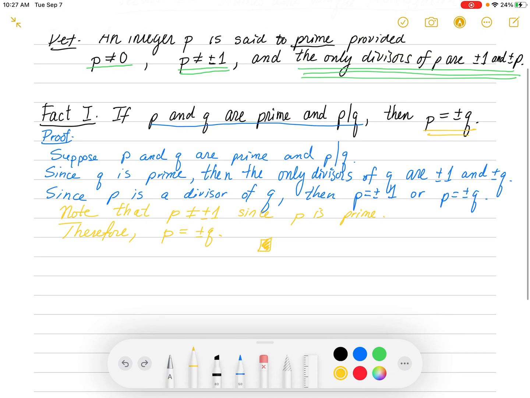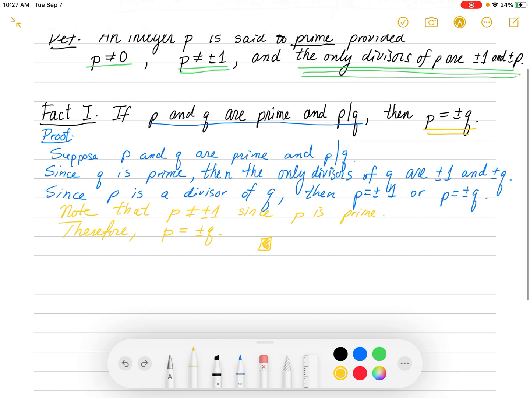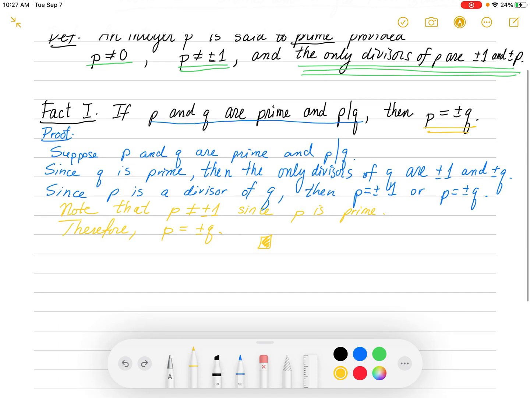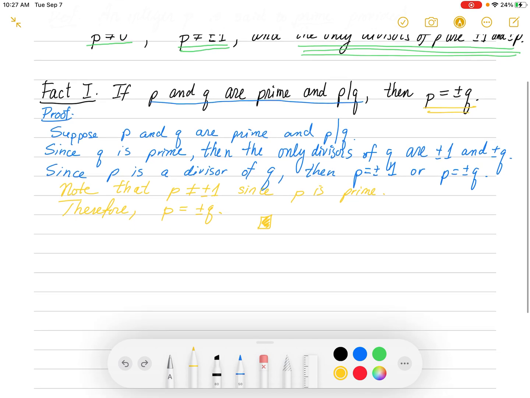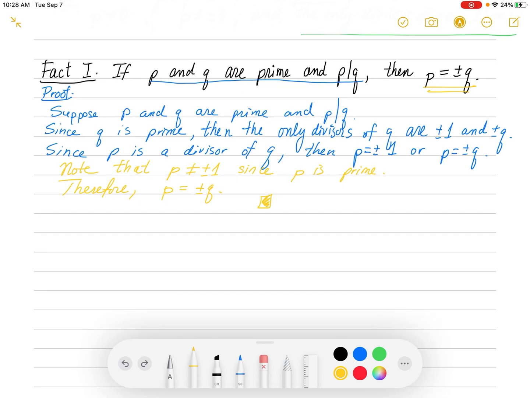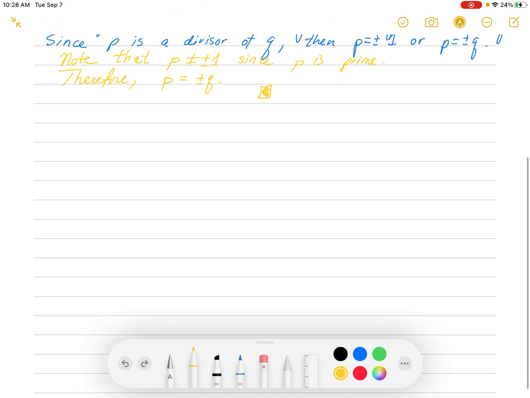So if one prime divides the other, then that means that prime is either a positive of itself or a negative of itself. So for example, if I have a prime dividing 3, then that prime P must be either 3 or negative 3. That's it.